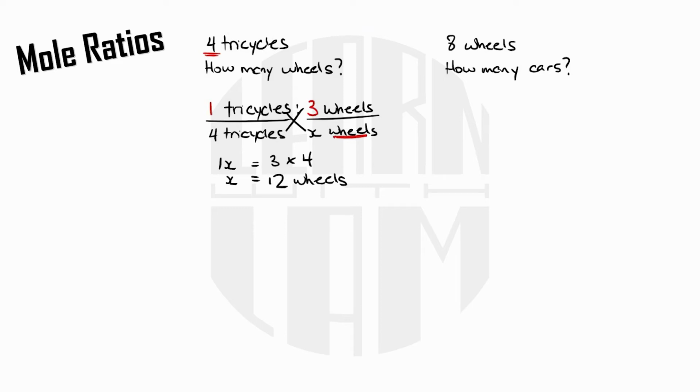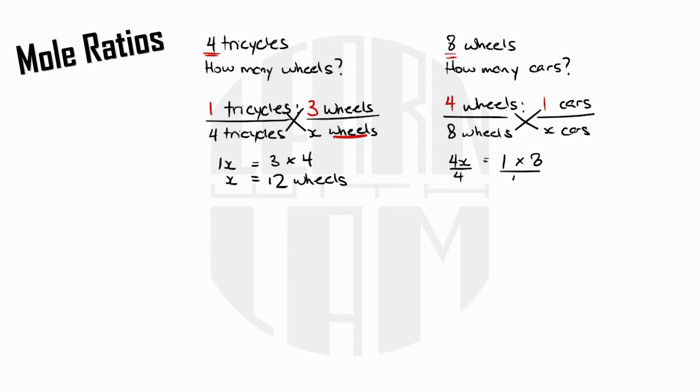Let's do this again for the car example. In this case, I'm setting up a ratio between wheels and cars. I know that there are 4 wheels for every 1 car. So I'm going to put 8 wheels on my wheel side, and I'll put X cars on the car side because I don't know how many cars I have right now. From there, we'll cross multiply again, so I get 4X equals 1 times 8. I'll divide both sides by 4 to isolate for X, and I get X equals 2, and because it's on the car side of the ratio, it's 2 cars.